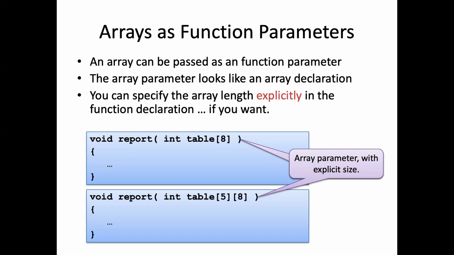When you pass the array to a function, you just have to say its size, just like you were declaring the array. So here I made a function report that's expecting an 8-element array of integers. Here I made another version of report that's expecting a 5 by 8 two-dimensional array of integers. So you can specify the size of the array explicitly when you declare the function. And that's probably the easiest way to think about doing it.